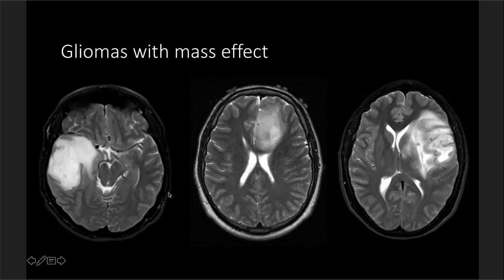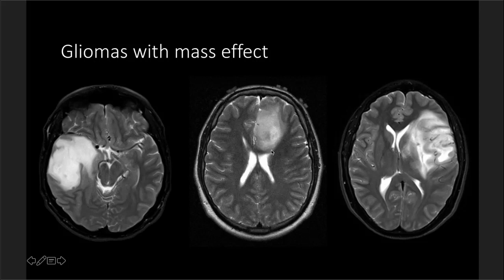Here's a tumor in the frontal lobe that's causing mass effect. So here we have displacement of the interhemispheric fissure to the right. We have some sulcal effacement. We have effacement of the frontal horn of the lateral ventricle in this location.